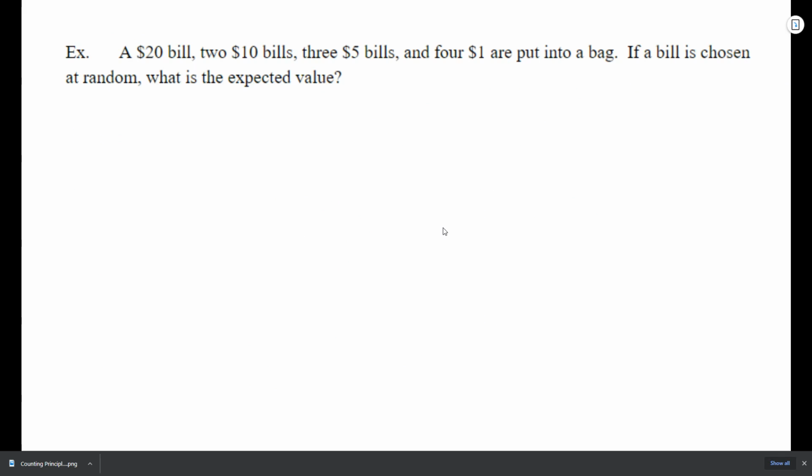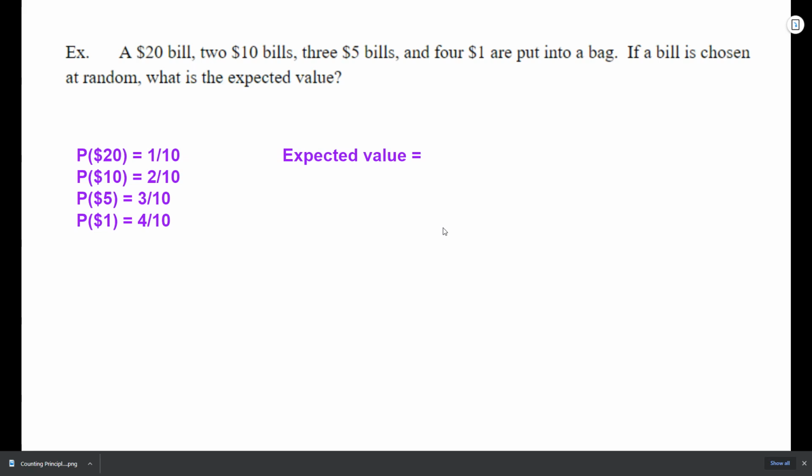So here's an example. A $20 bill, 2 $10 bills, 3 $5 bills, and 4 $1 bills are put into a bag. If a bill is chosen at random, what is the expected value? So the probability of getting the 20 is 1 out of 10, 2 out of 10, 3 out of 10, 4 out of 10 for the rest.